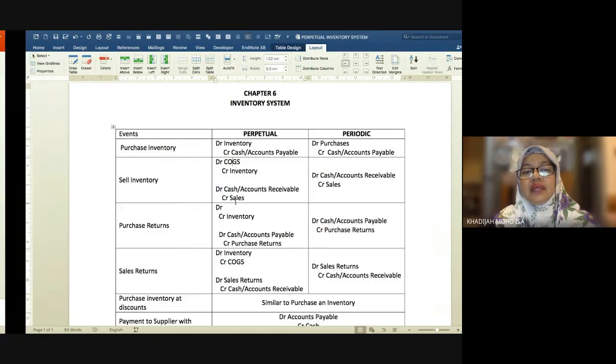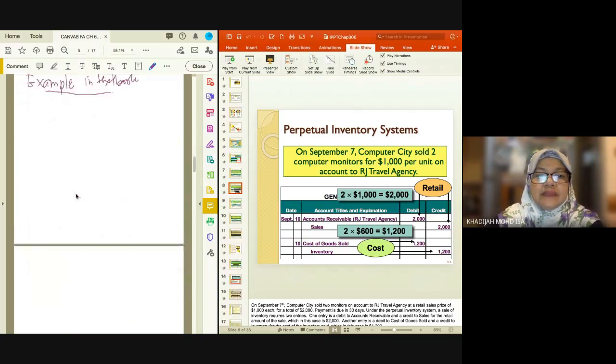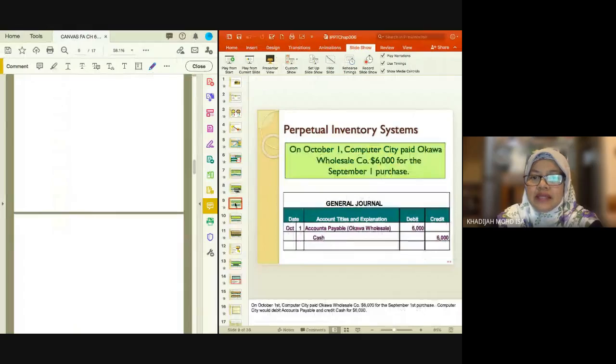Okay, next. In this case, your company, Computer City, paid Okawa. Who is Okawa? Okawa Wholesale Company.